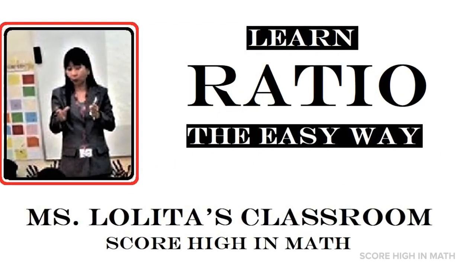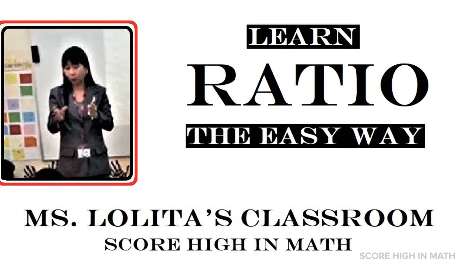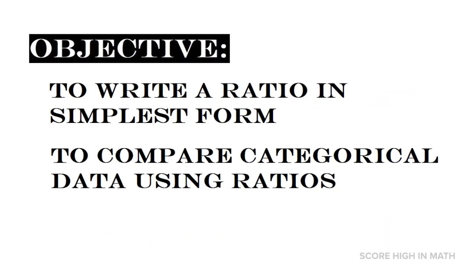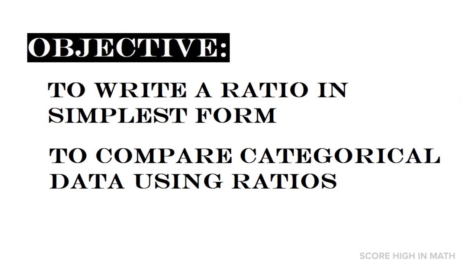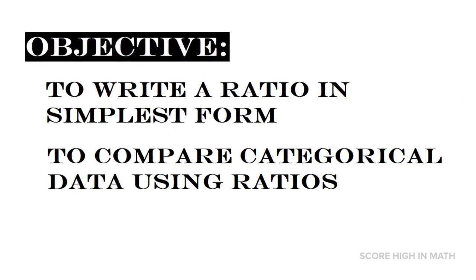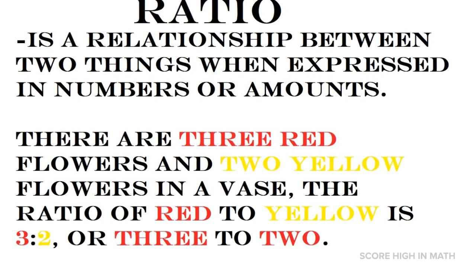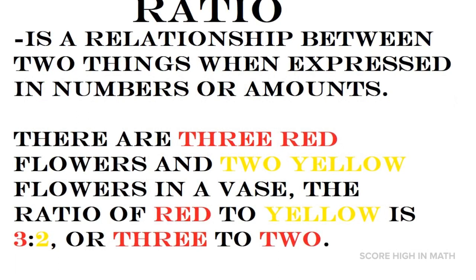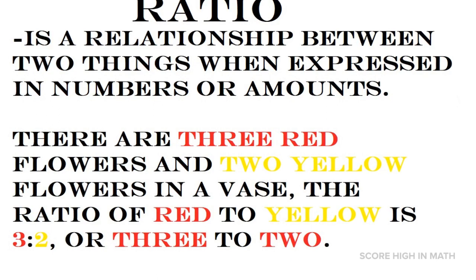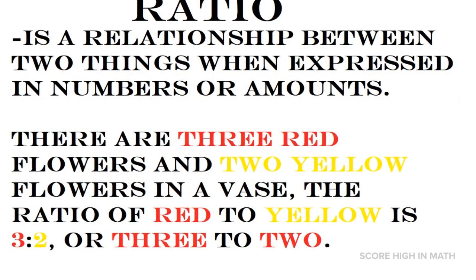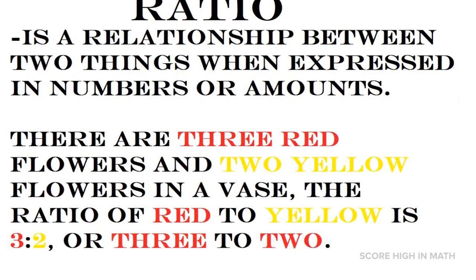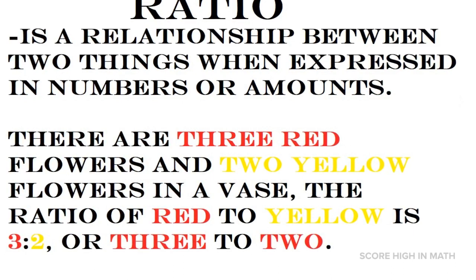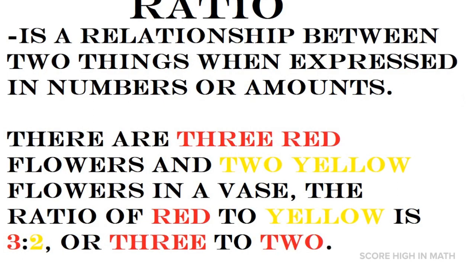Our topic for today is about ratio. You are going to learn it here the easy way. Our lesson today is to write a ratio in simplest form and to compare categorical data using ratios. A ratio is a relationship between two things when expressed in numbers or amounts. For example, there are 3 red flowers and 2 yellow flowers in a vase. The ratio of red to yellow is 3:2.